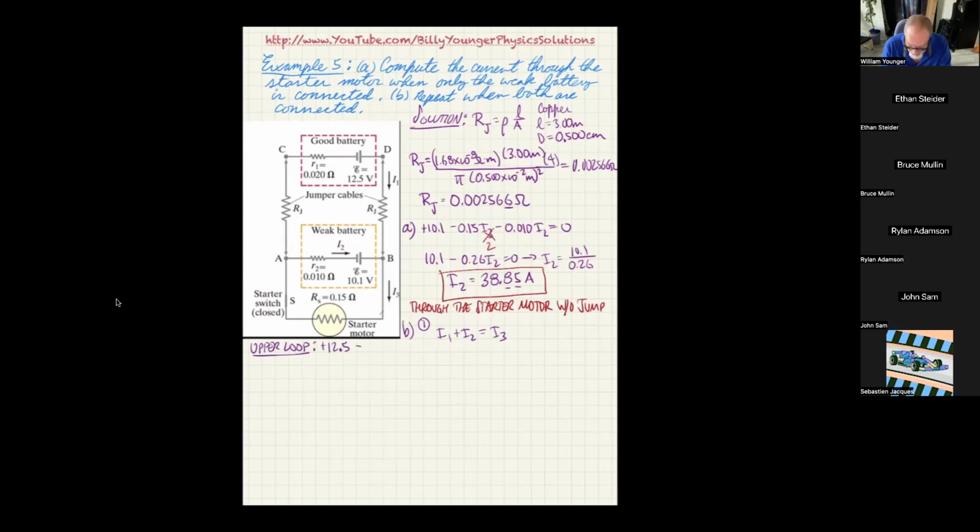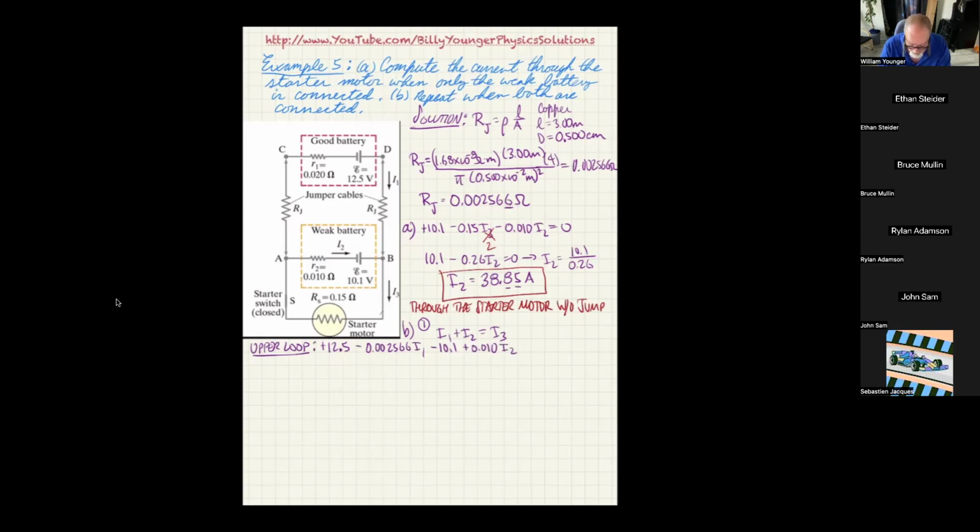Now I'm going to say minus 0.002566 I1. Now I'm at B, going to the left as seen by us. I go from the big leg of the battery to the short leg, so that's going to be a minus 10.1. And then I'm going in the opposite direction of the current, so this R2 is actually a voltage increase. So I'll say plus 0.010 times I2.